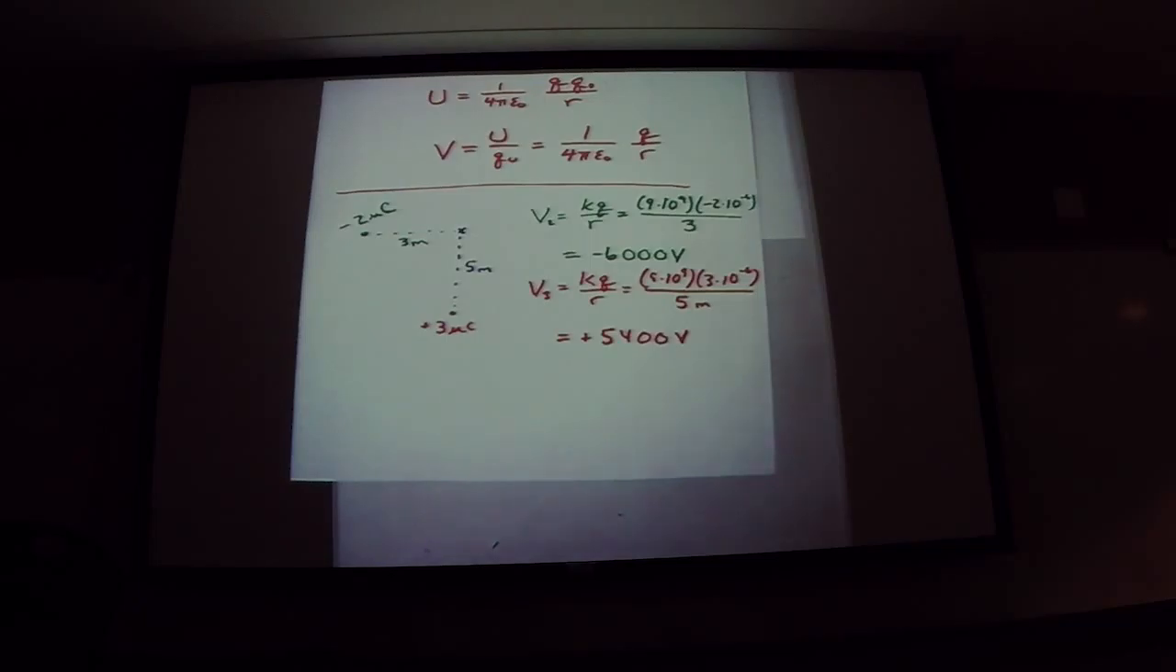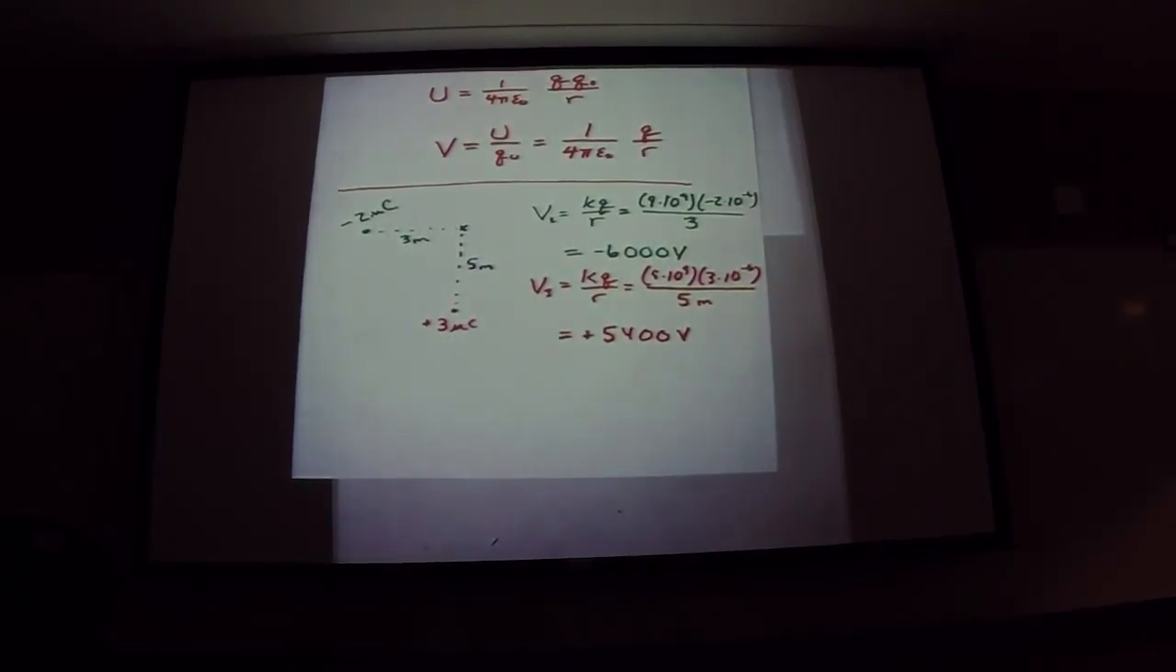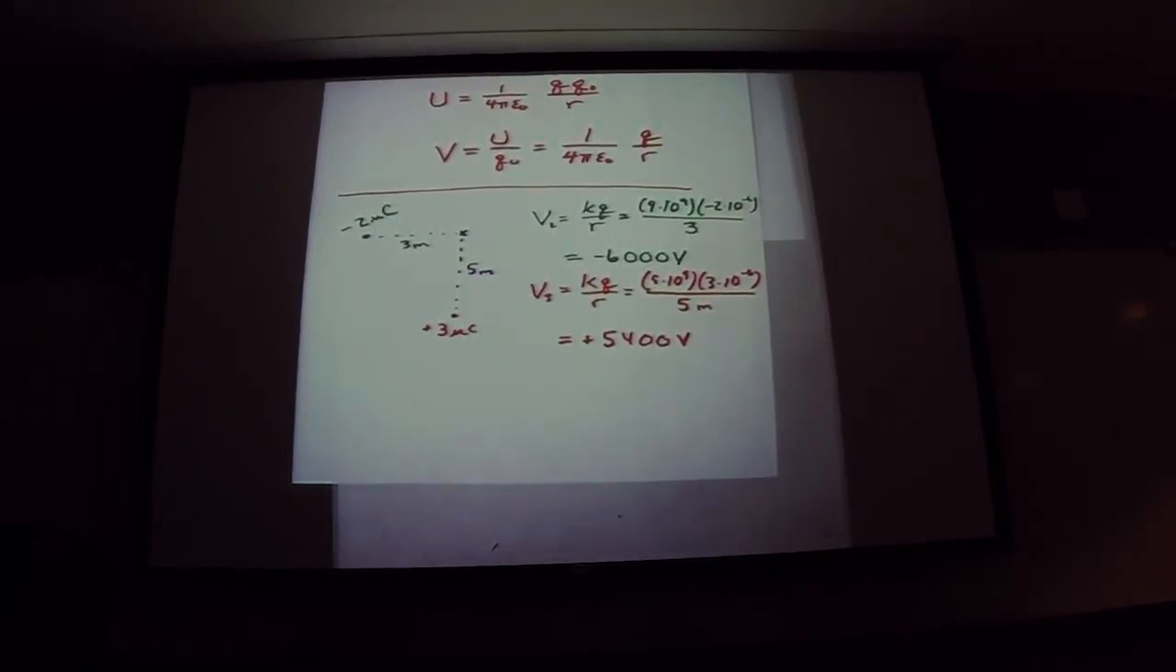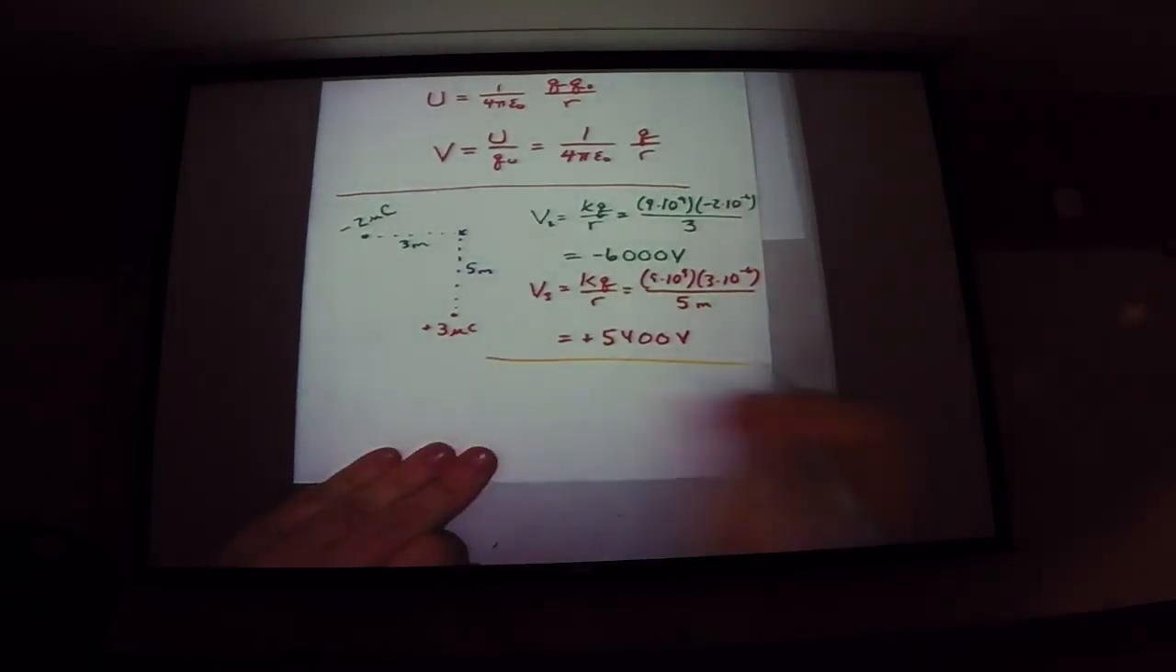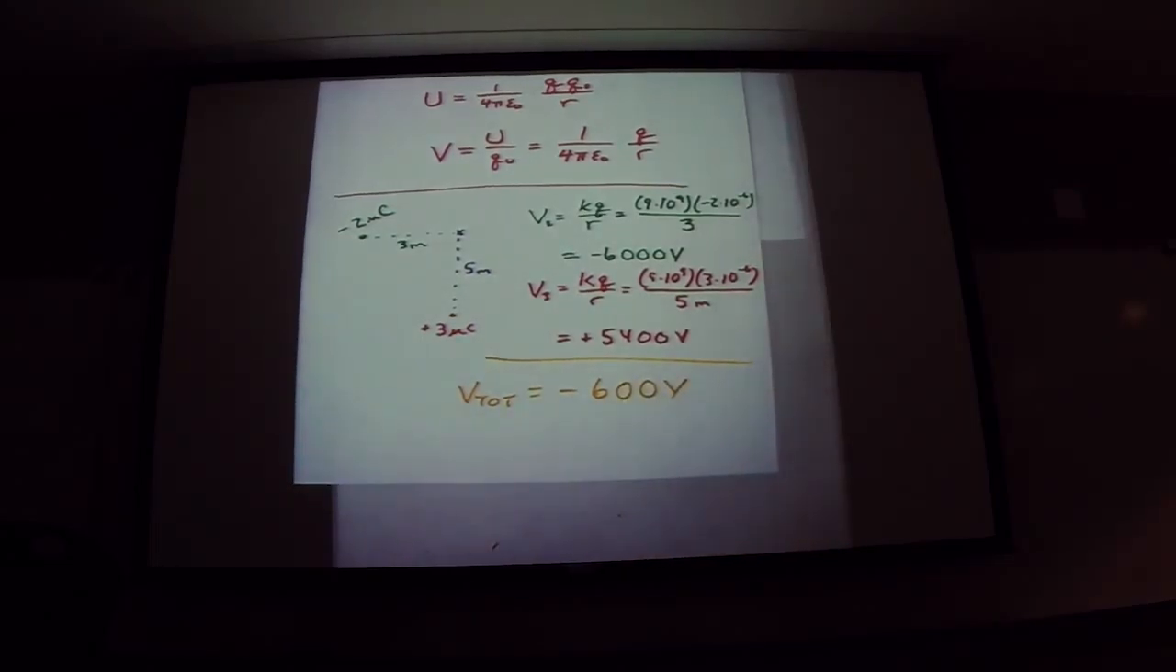By the way, when you're doing this, you'd use 8.99 and whatever numbers they give you, which aren't as nice and easy as the ones that I give you, but that's just so we have time in class to do a couple of problems. Now, I want the total voltage at that point. What do I do? I just add the numbers. That's it. They're not vectors. There you go. Negative 600 volts. You just add the two numbers together. They're not vectors.